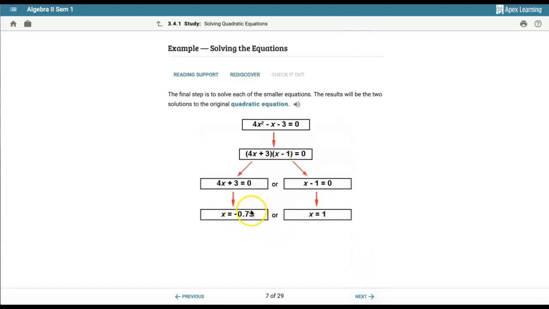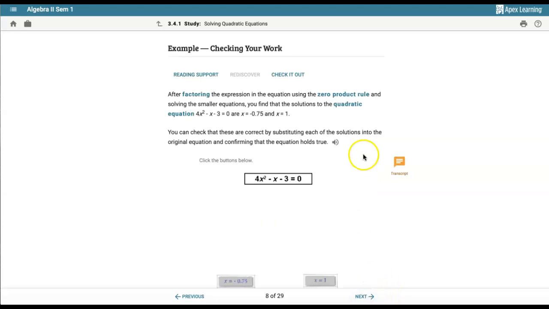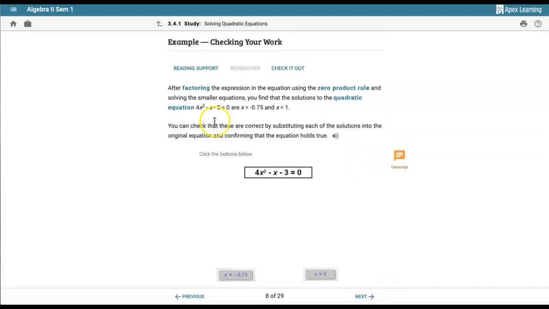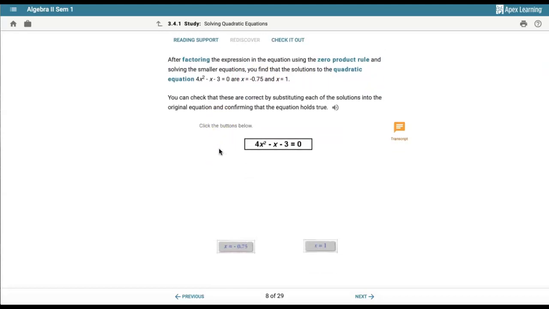Negative 3/4 is also equal to negative 0.75. That's just solving the quadratic there. After factoring the expression, you can put them into smaller equations. So x is equal to negative 0.75 and x is equal to 1. And what you can do then is check this, as we always do, to make sure that it is true.